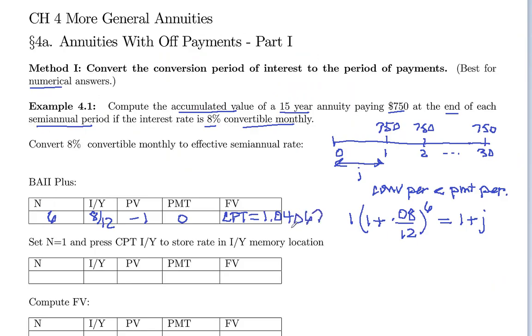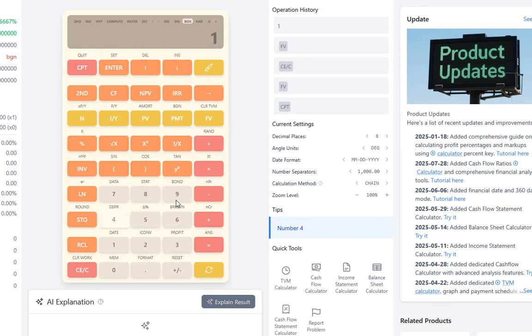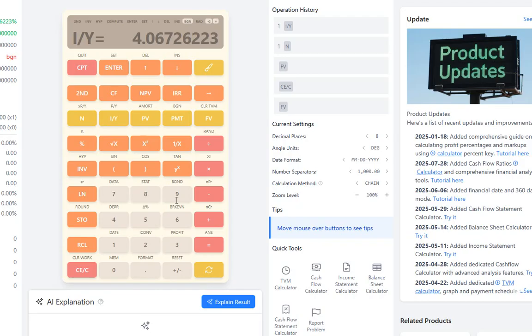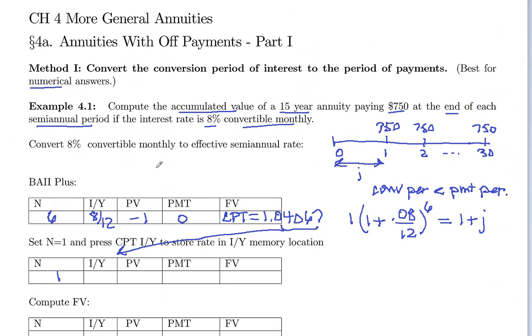So 4.067%. Now if we set N equal to 1 and then compute IY, it'll transfer the 4.067% down to IY. So let's do that real quick. I'm going to do 1, N, compute IY. So that's the interest from $1 for one period, which is the same as the interest rate. Now we've got that in there, and we want to compute the accumulated value, so we want the future value.